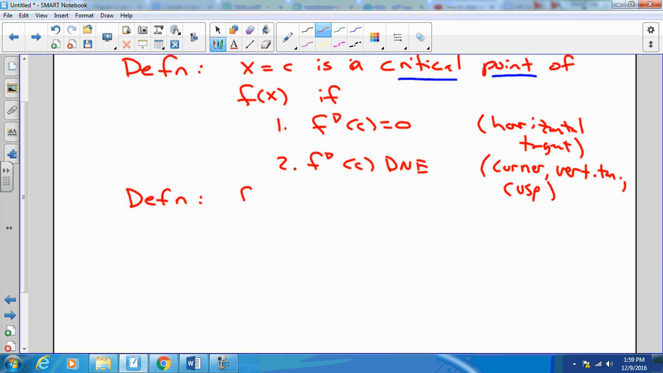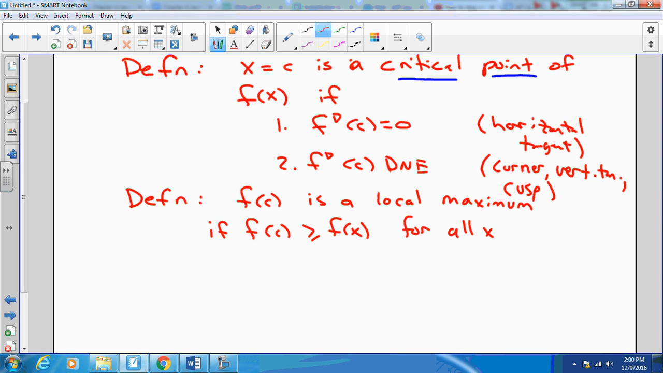We're going to say that f of c is a local maximum if f of c is greater than or equal to f of x for all x in some open interval. Now let's unpack this definition so that we can understand what this means. And here, Jason, we are defining the local maximum. The way to read definitions is to look for the "is a." F of c is a local maximum if blah, blah, blah.